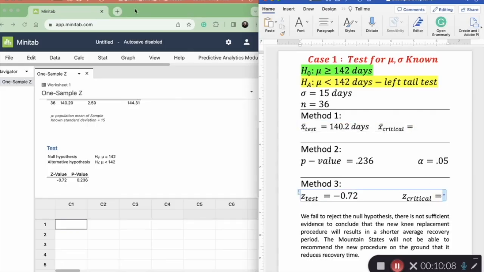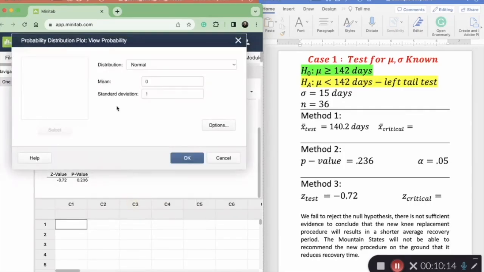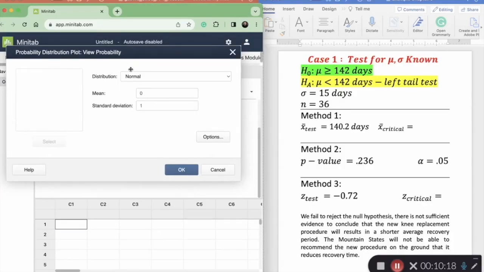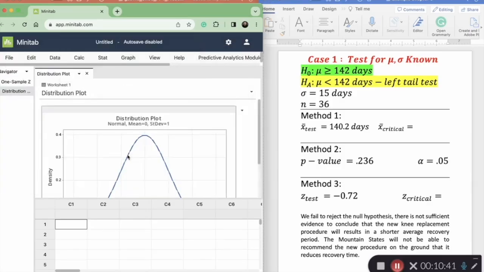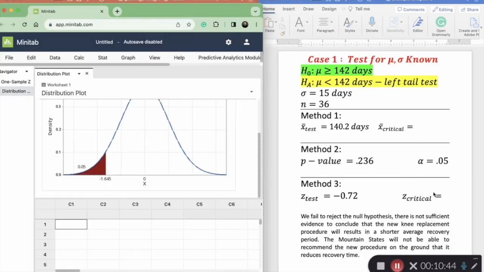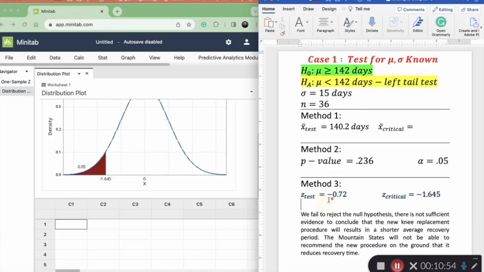This isn't hard to do because we can go to Graph, Probability Distribution Plot. Let's find the Z critical first. What is the Z critical? The mean is 0 and the standard deviation is 1 because we're looking for the standard normal distribution. Options: is it right or left tail? It's left tail. What is the probability on the left tail? It's 5%, right? So what is the Z value? It's negative 1.645.